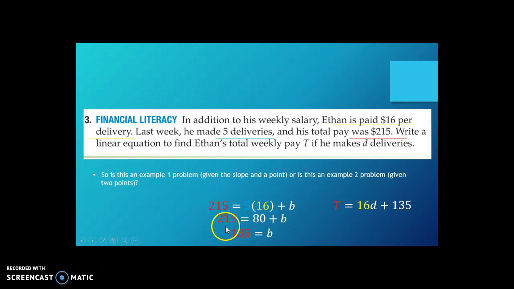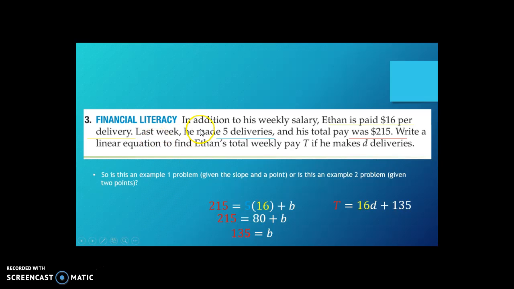Okay. Again, your only goal on these really is to decide, is it an example 1 problem or an example 2 problem? This was an example 1, so they already gave us a slope, which was nice. If they would have given us 2, like maybe 5 deliveries, gave us 215, and maybe 8 deliveries for another value. Okay. And that's all you have to do for these story problems. Decide which one, and then follow that path.